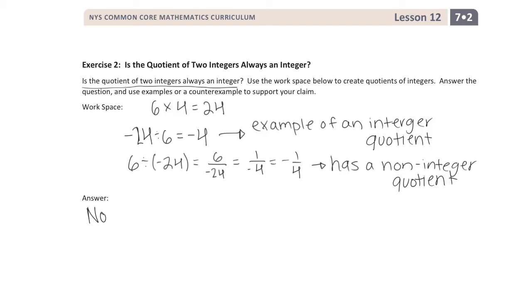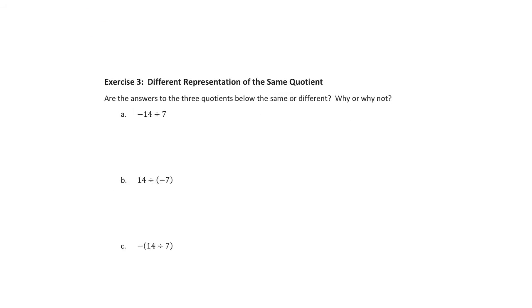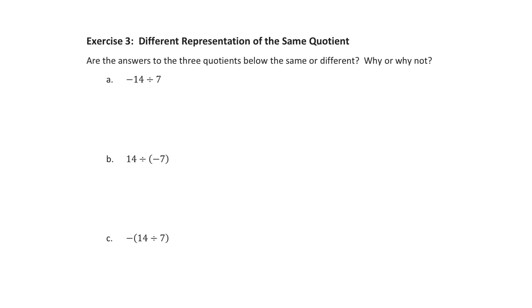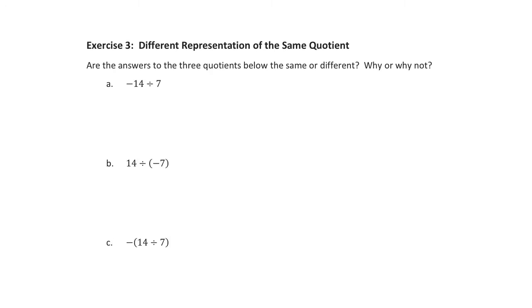Let's move on to exercise 3. Different representations of the same quotient. Are the answers to the three quotients below the same or different? Why or why not? So for A, we have negative 14 divided by 7. We know that that will be negative 2. We have a negative number divided by a positive number will give us a negative number.